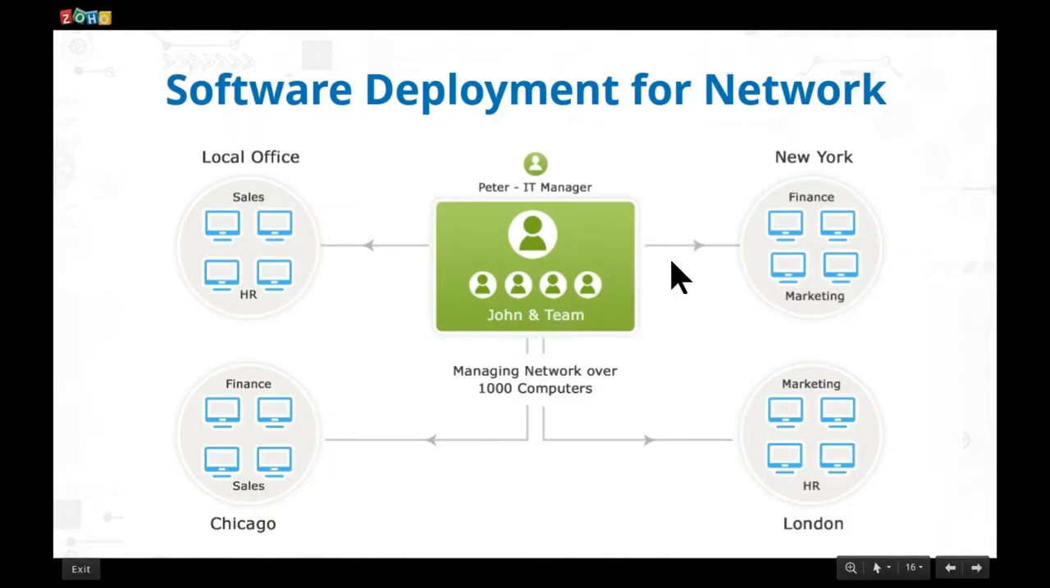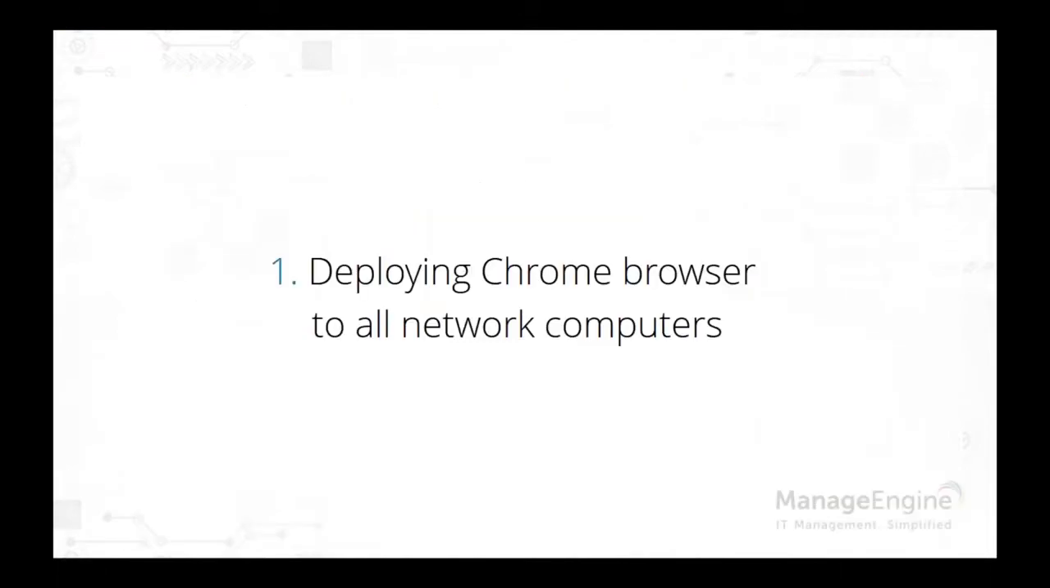Similarly, we also have some remote offices, which can also be used to deploy applications. We can create a remote office and start deploying to the target machines. So we have different locations and we are planning to do this job. Let's get into the product to see how we are going to deploy a Chrome browser to all the network machines.